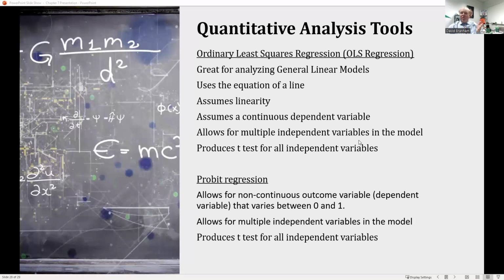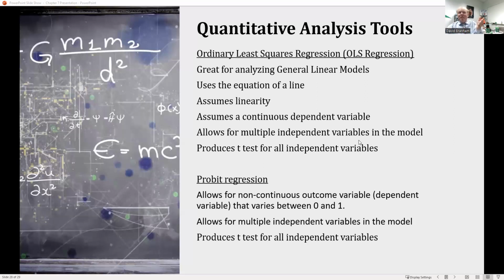These are great for general linear models. They use that same equation line that we use, that y equals mx plus b equation line, with all those variables. It assumes linearity. It assumes a continuous dependent variable. So we can't use that 1, 0 that I use for voting as an example. You can't use that in OLS regression, but you can use it in probit regression, which we're going to cover in a second, which is just an offshoot to help you when you have that.